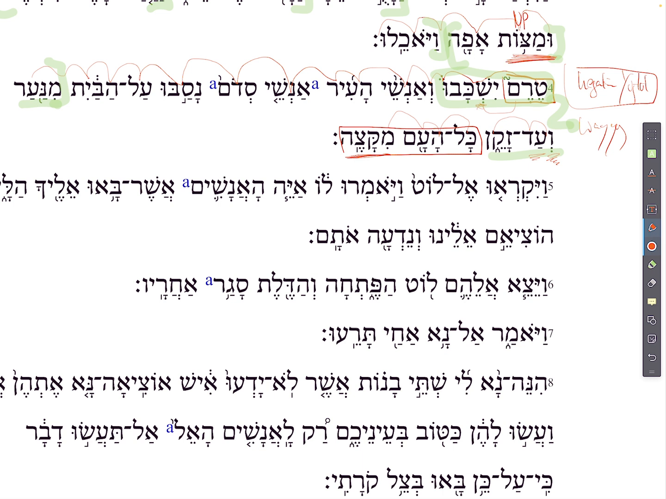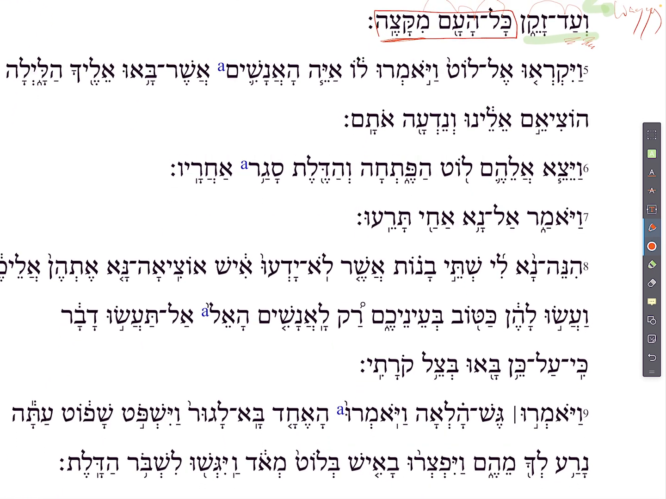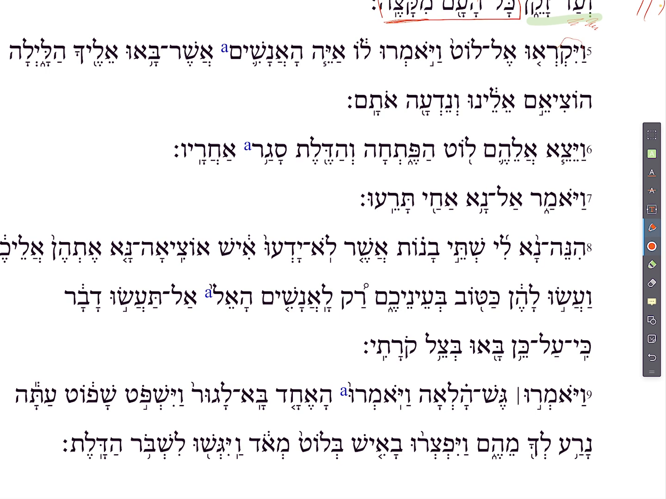So it's not just the city center in that sense, it's people, but it's also the outskirts of the city that have their people go here to Lot. Verse 5. And they called to Lot, and they said to him, where are the men who came to you tonight, by night?